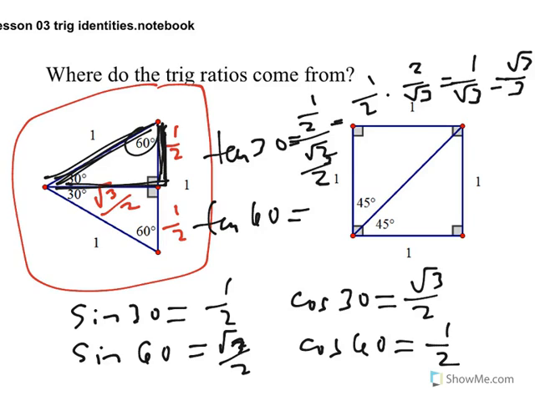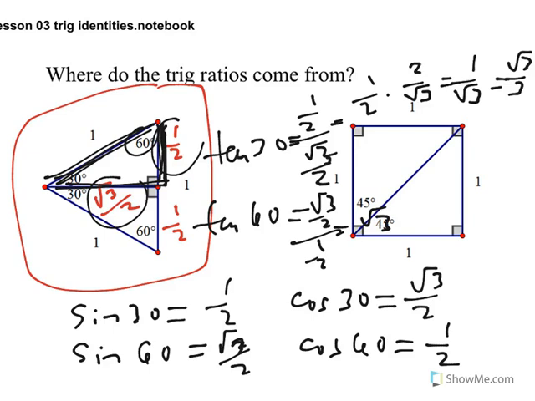And tan 60 is going to be the reciprocal of that, the opposite over the adjacent, radical 3 over 2 over 1/2, which becomes radical 3. So that gets us a bunch of values, 6 of them.